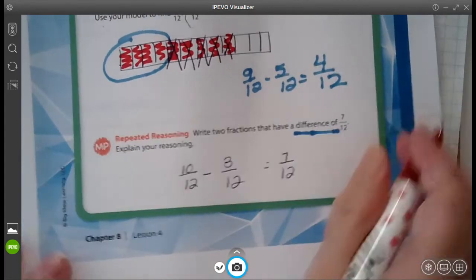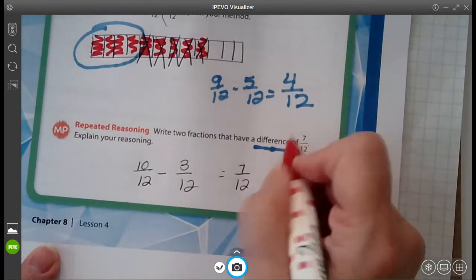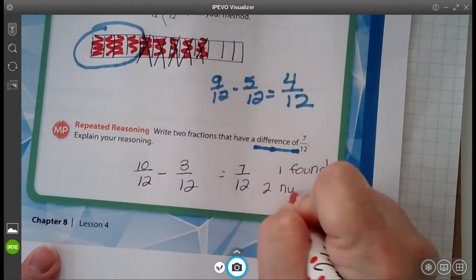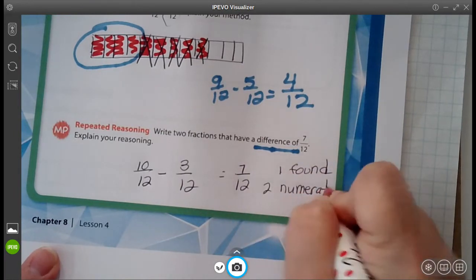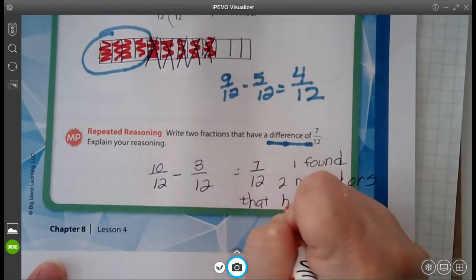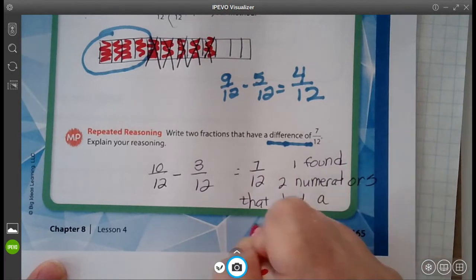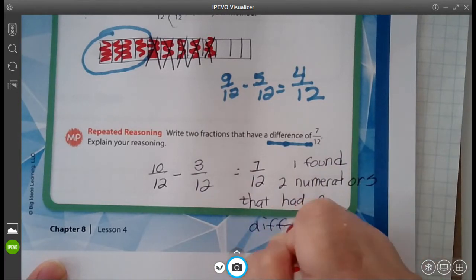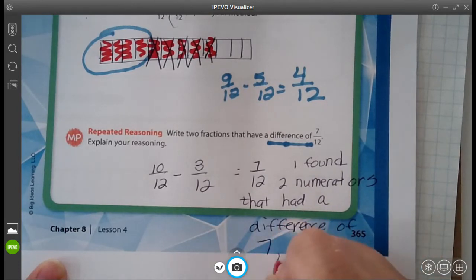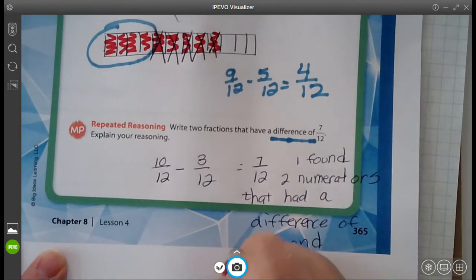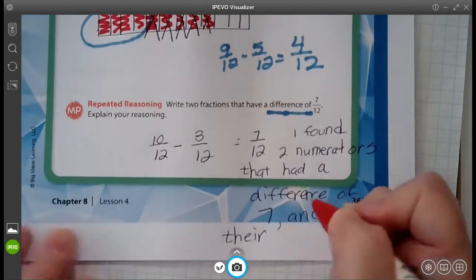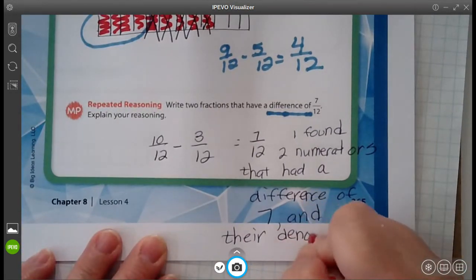Okay, so what did I do? Well, I found two numerators that had a difference of 7. And their denominators were 12.